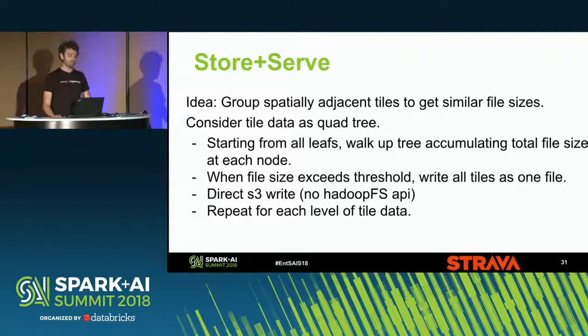So basically what you do is you start from all tiles and view it as a quad tree, and then you aggregate the size, the compressed file size, of all the tiles at every node, and you basically just walk up this tree in parallel until you exceed a threshold. And then once you've exceeded that threshold, you write all the tiles that are descendants of that node into a single file. And then you can store the manifests of all of these paths in your tree.